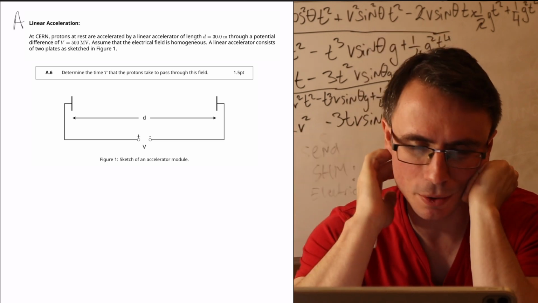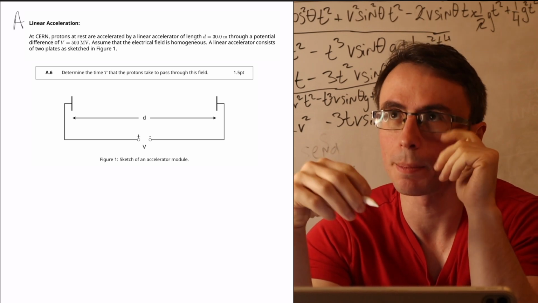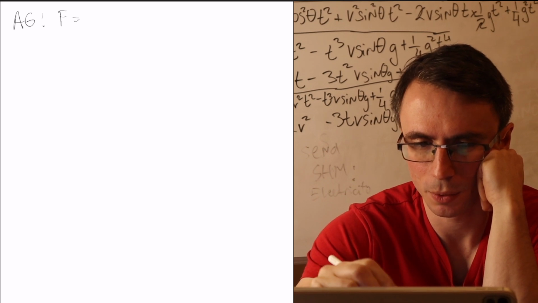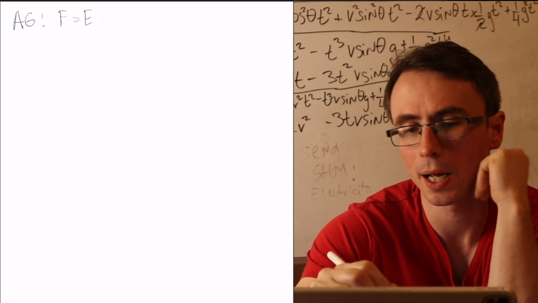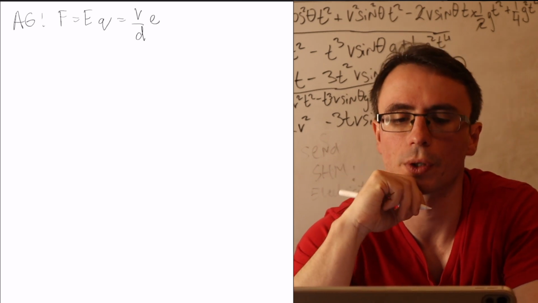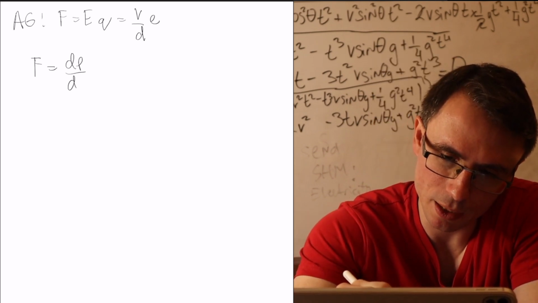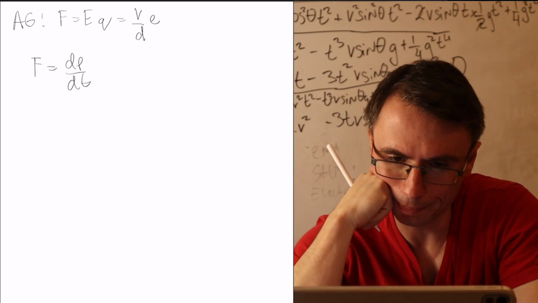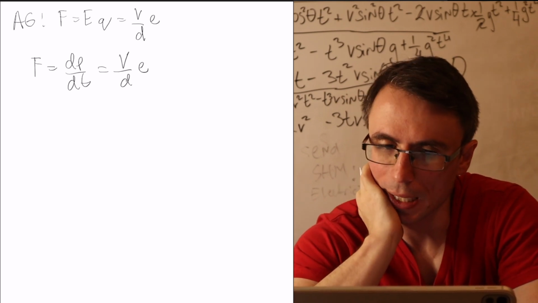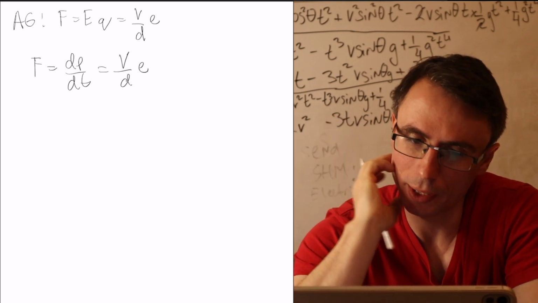A6. What do we actually know in this question? We know that there is an electric field that is applying a force. Now, we know that the force is equal to the electric field multiplied by the charge. This here will be equal to V over d, and the charge is just e. The force is equal to dp/dt, the rate of change of momentum, which is equal to V over d, multiplied by e. Now, the momentum and its magnitude is a function of time.